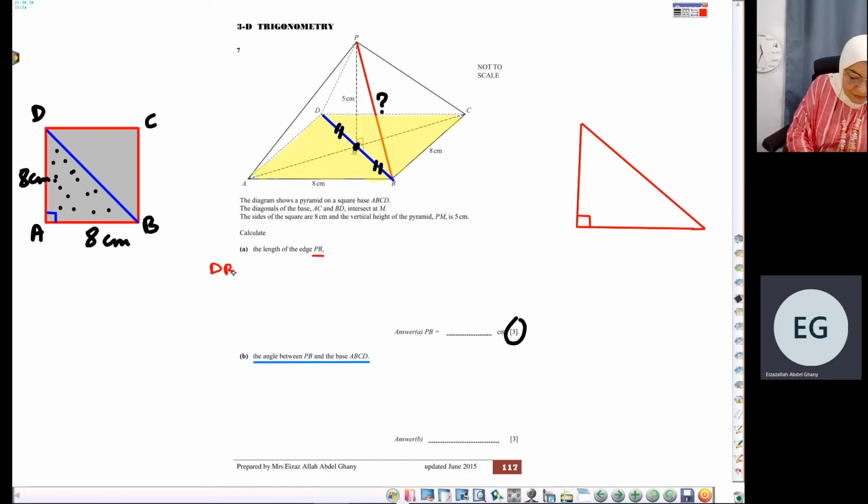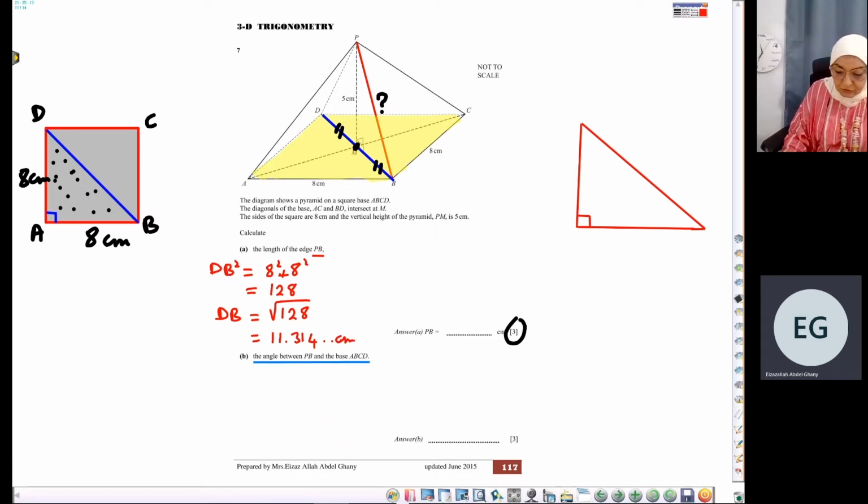Pythagoras theorem, DB squared is equal to 8 squared plus 8 squared. It means 64 plus 64, it will be 128. But we don't need DB squared, we need DB. It's square root of 128. You will find the square root of 128 equals, it will be an infinite decimal, irrational number. It is 11.314, and it's an infinite decimal.